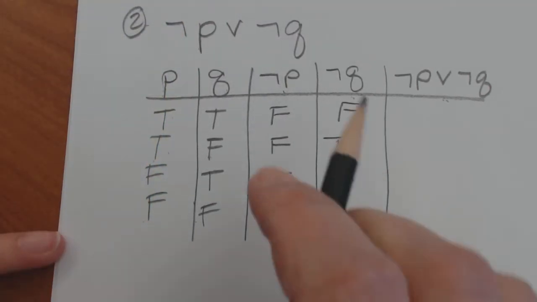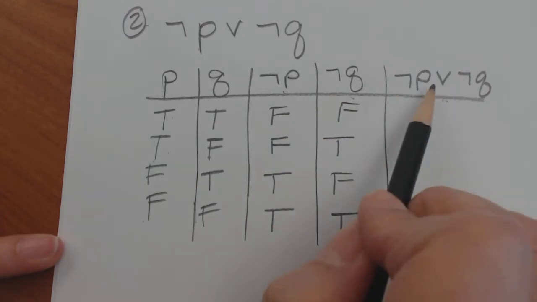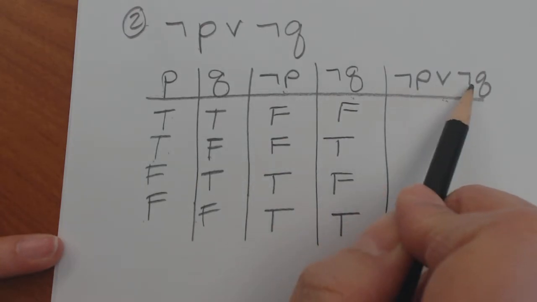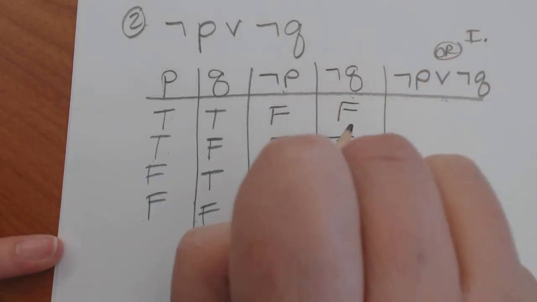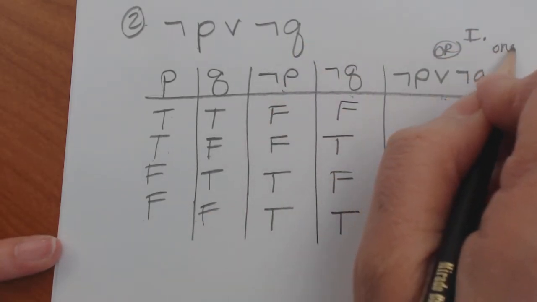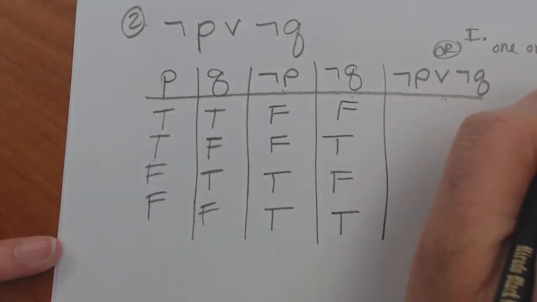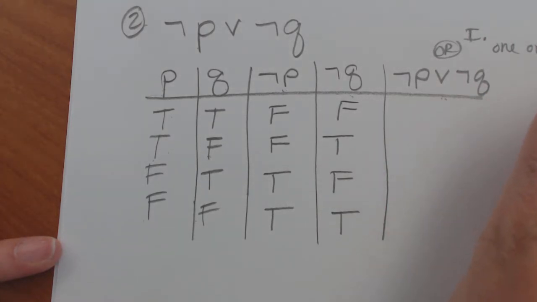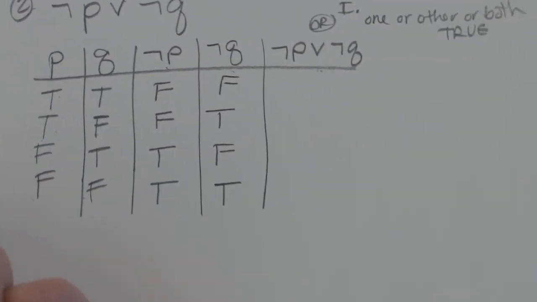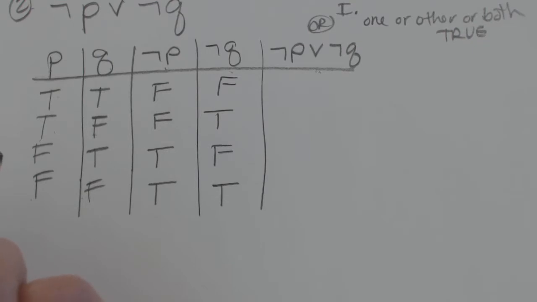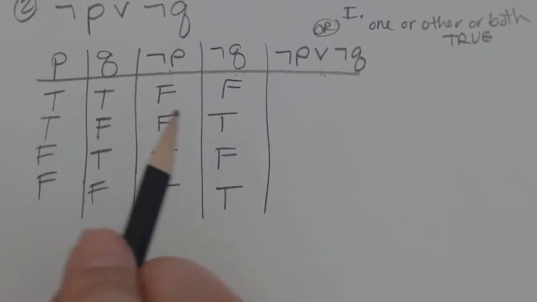Okay, next we are now on our final column. We have not P or not Q. And the or here is inclusive. I'm going to put a little I. This means one or the other or both for a true value. So one has to be true, the other has to be true, or both have to be true for a true value. So let's see who we're going to be comparing and who we're going to be looking at.